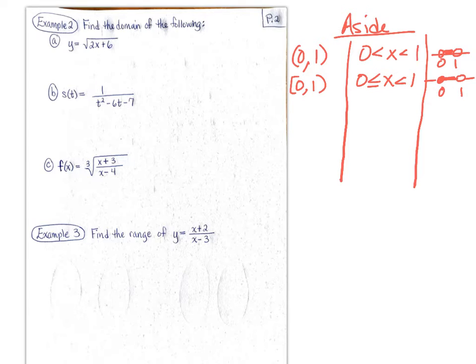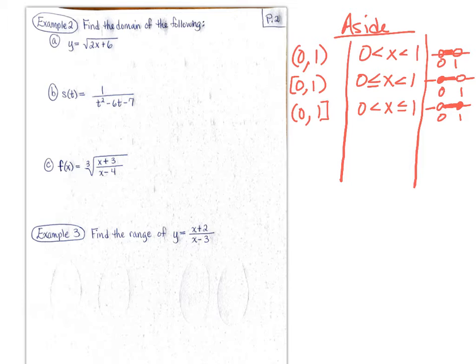What is the inequality notation for this? 0 is less than x, and then less than or equal to 1. Good. What does it look like on a number line? The left one's going to be open, and the one on the right's going to be closed. Good. And everything in between. Remember the everything in between.